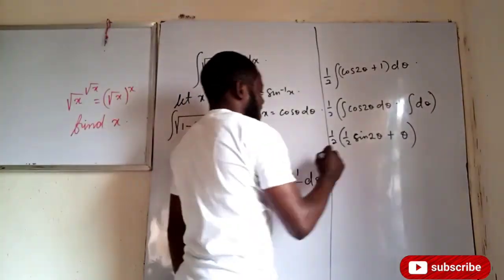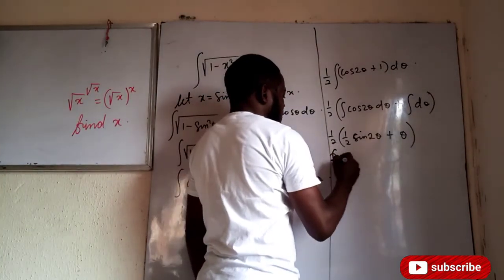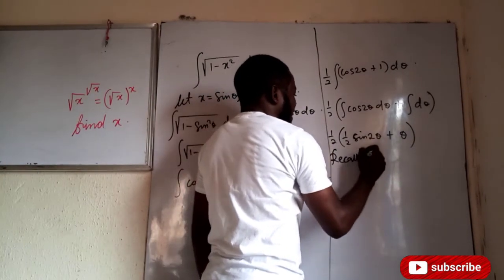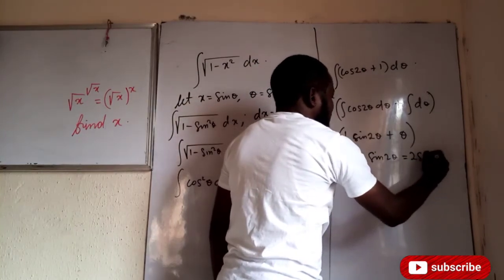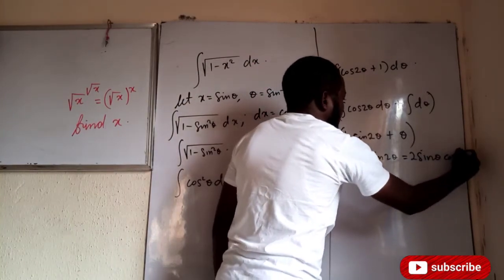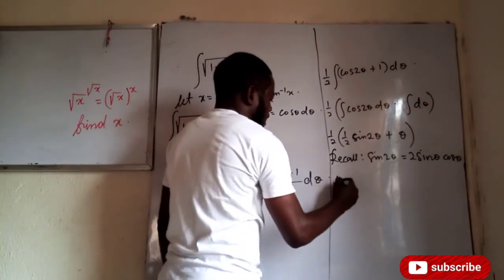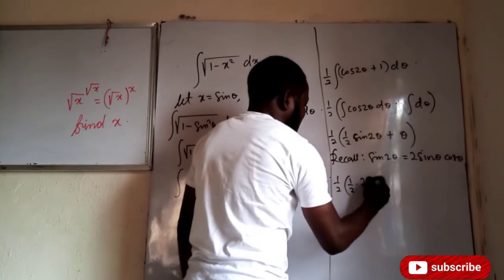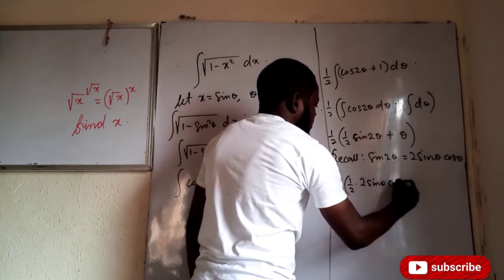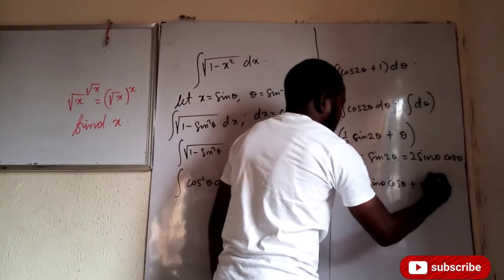Okay, if that should be the case, we recall again from the multiple angle formulae that sine of 2 theta is the same thing as saying 2 sine theta cos theta. So let's take that to this place. So we have 1 over 2 into 1 over 2 times 2 sine theta cos theta, then plus theta.